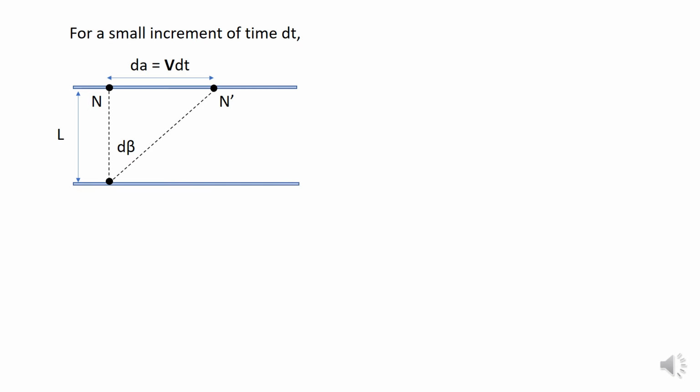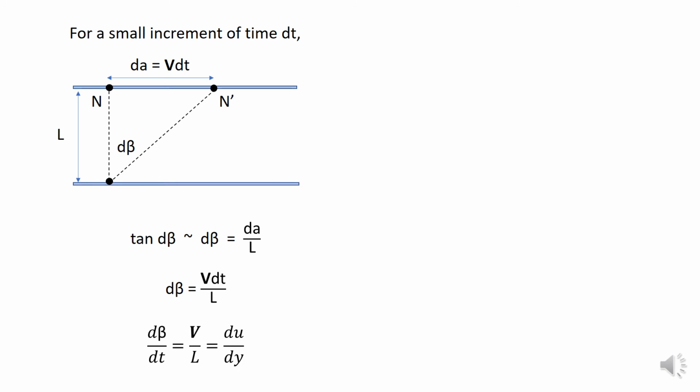In solid mechanics, we have learned how shear strain is defined when it is applied by a shear force. Similar to that, the angle subtended between the initial location and the final location after deformation is taken as the shear strain. So here also d beta will be acting as the shear strain. Now what is tan beta here? Tan beta will be equal to V into dt, or dA, divided by L. So we can define that as tan d beta.